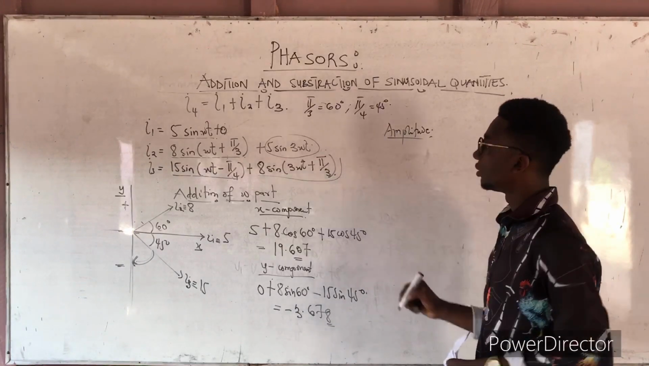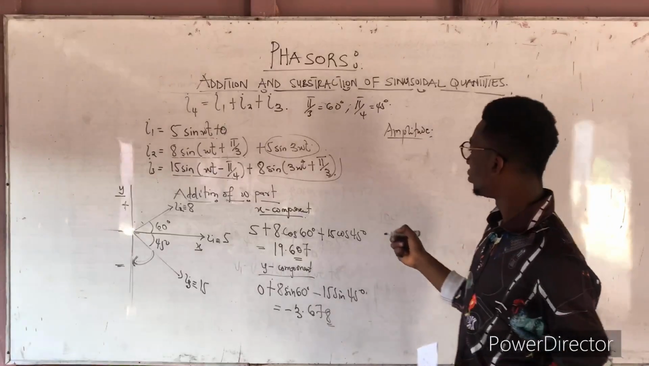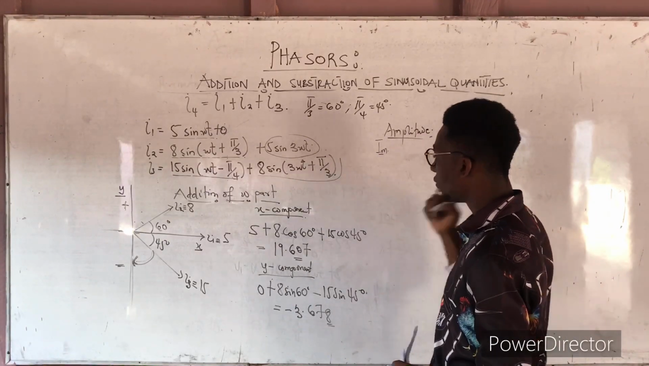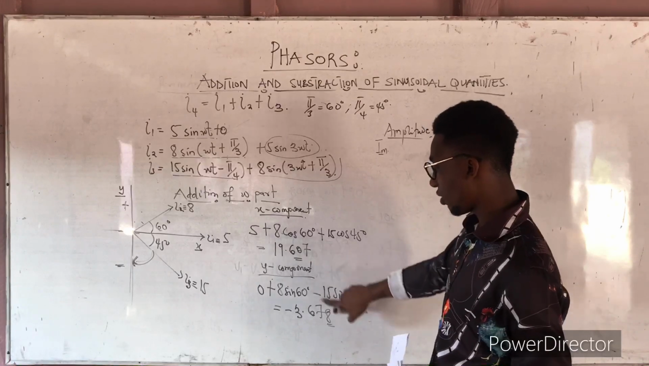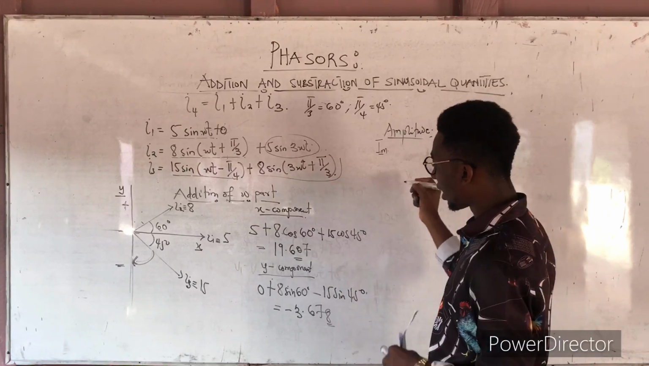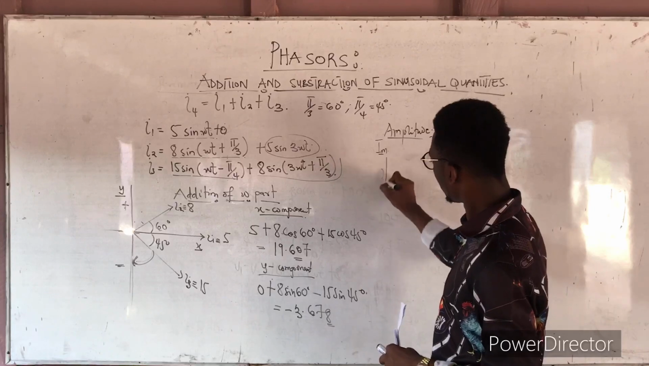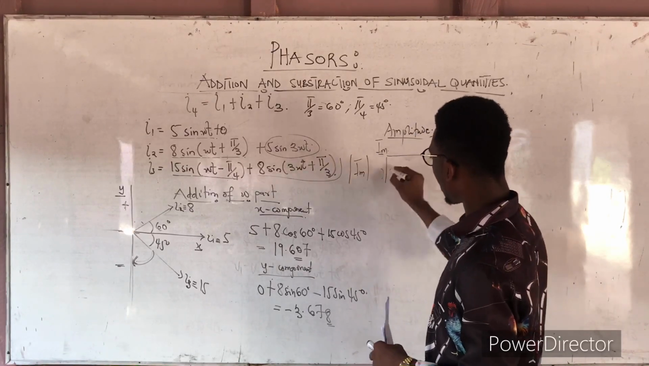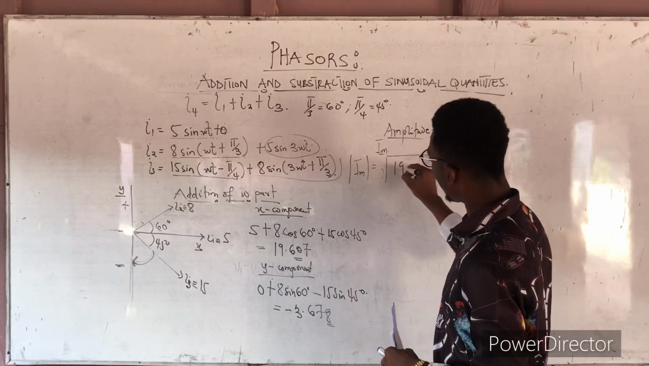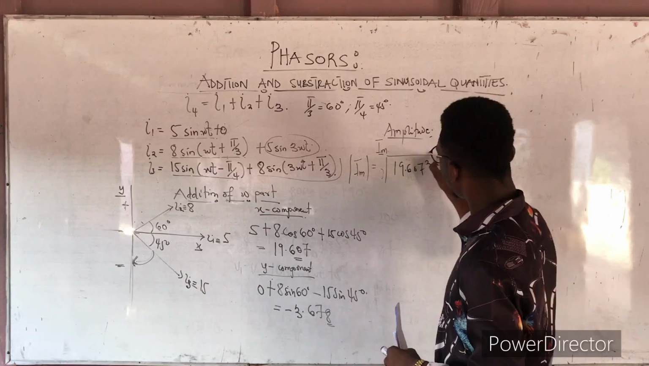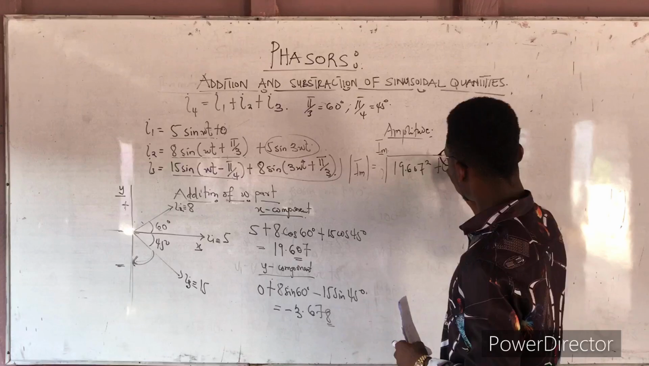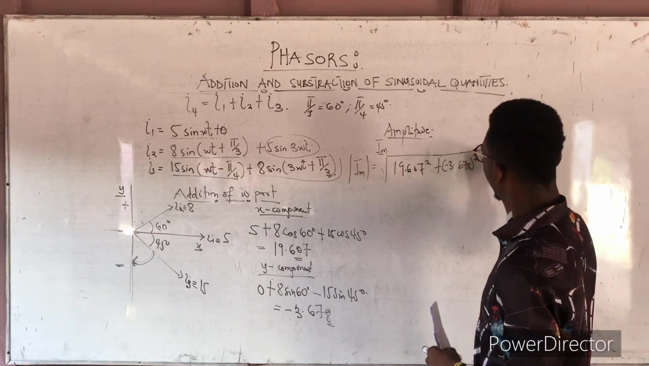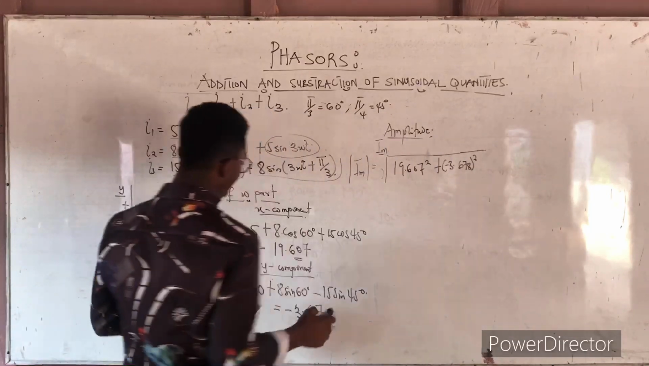That is the peak current. So the amplitude here, that is the I. Want to find the amplitude, the peak current. How do you find it? You have the x and have the y. So the resultant amplitude now becomes the square root of 19.607 squared plus negative 3.678 all squared. Okay, so now how do we get that?